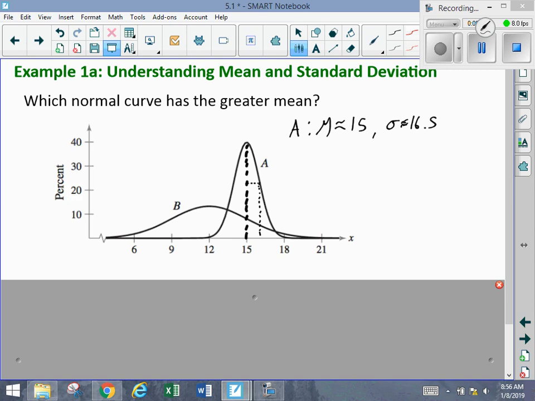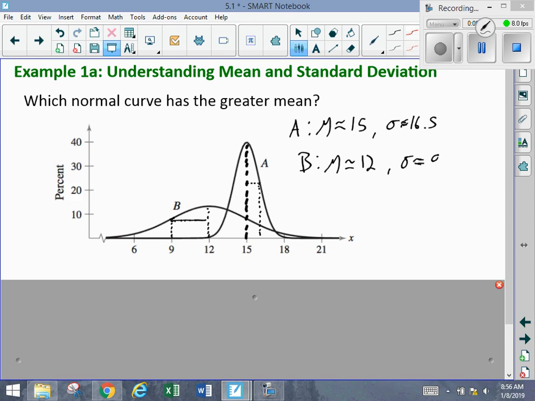For B, it looks like the mean is around 12. Well, let's estimate the standard deviation. Let's see. And it's all busy over there, so I think our first inflection point might be somewhere around here. Actually, maybe it's right about there, right? So we could estimate that our standard deviation, and that's the distance away from the mean. We estimate our standard deviation is around 9.